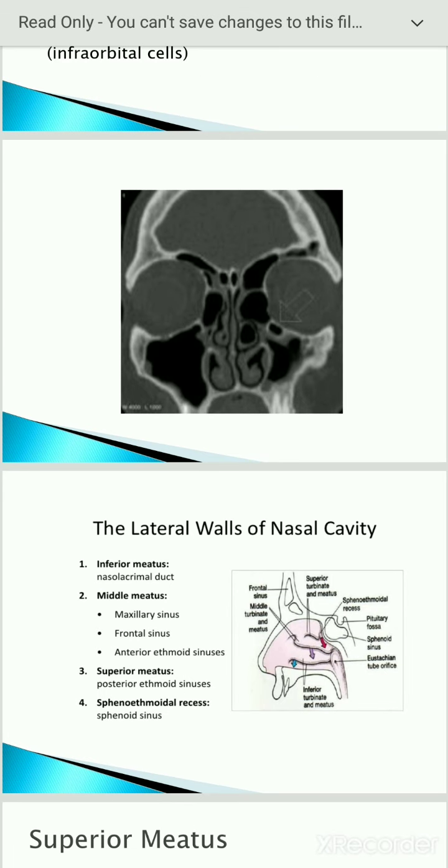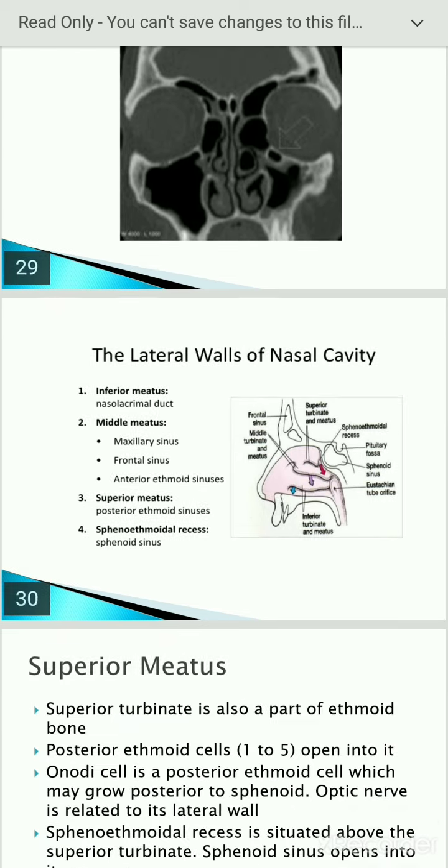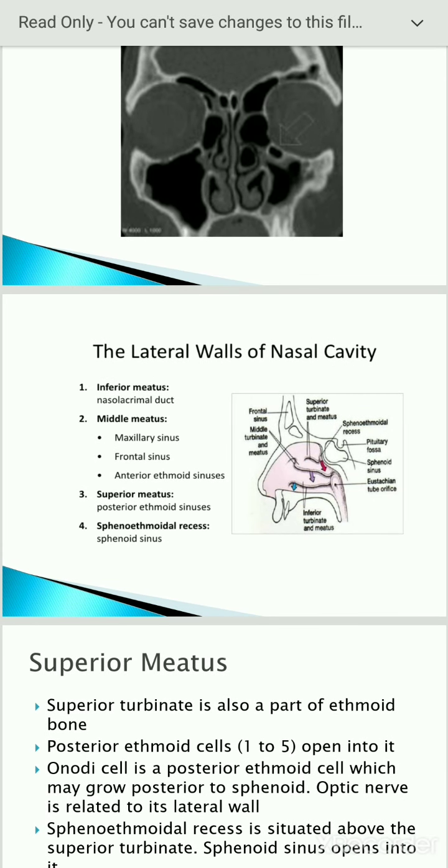This figure shows bulla ethmoidalis and Heller cell. Arrow shows Heller cell or infraorbital anterior cell.